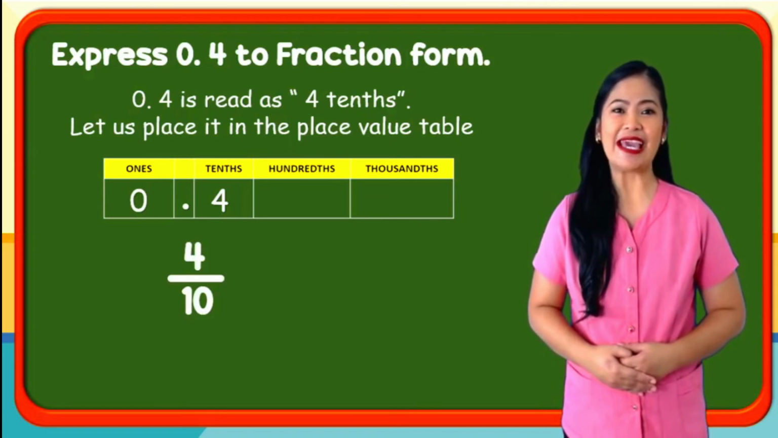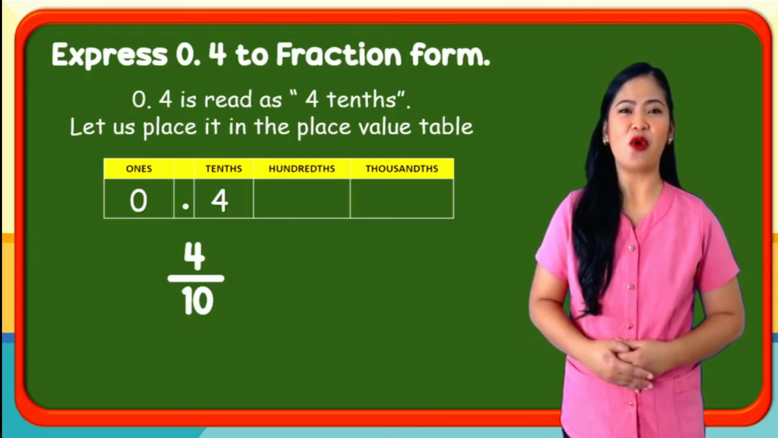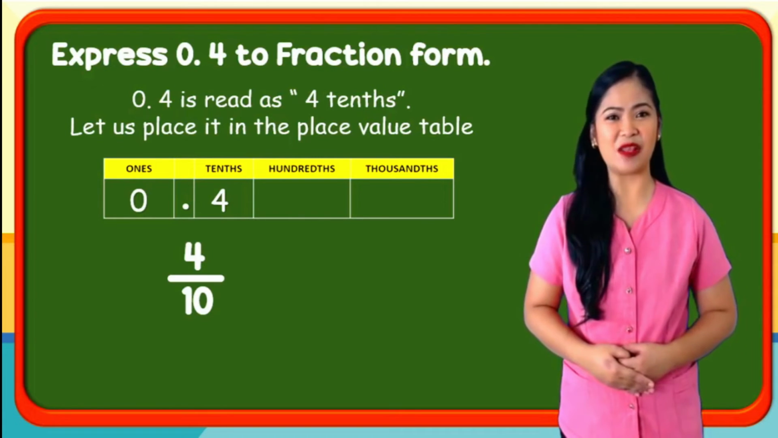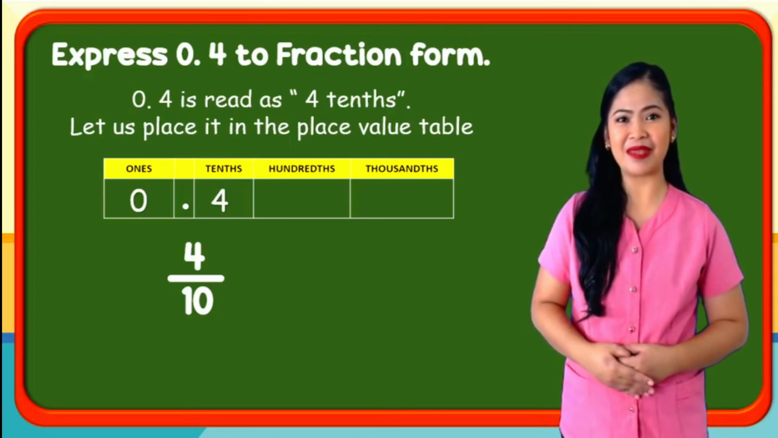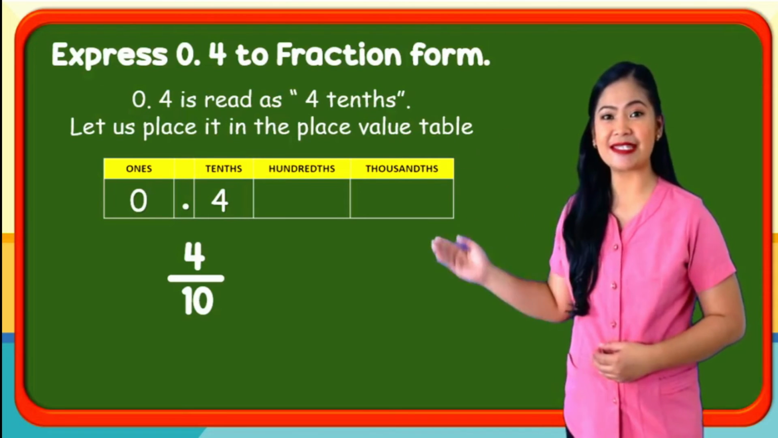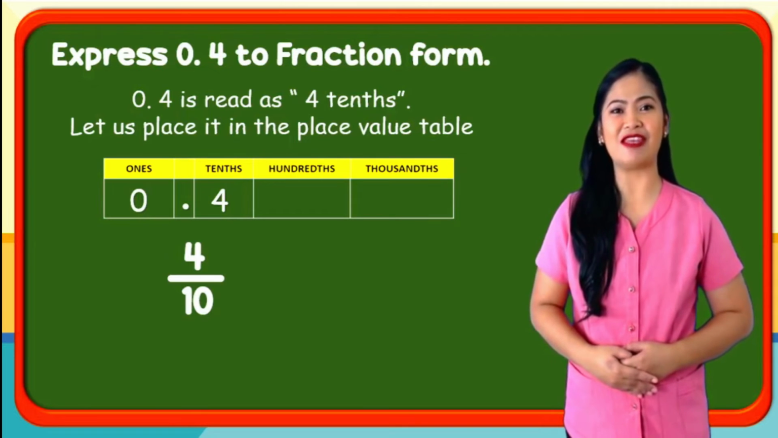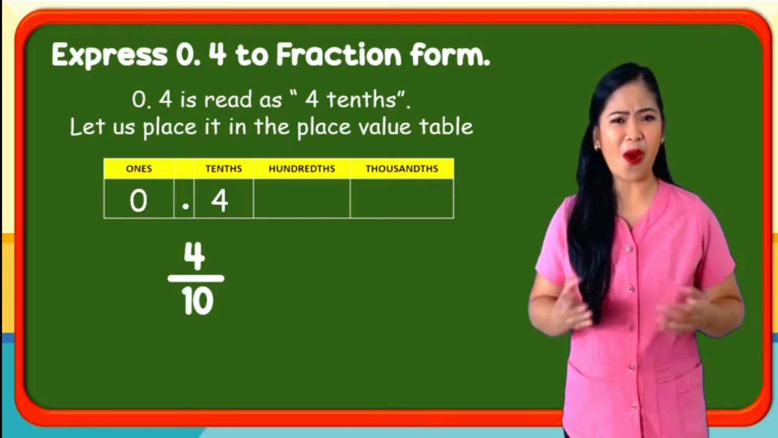Of course, in changing decimals to fractions, we have to make sure that we express our answers in lowest terms. Then, if we have 4/10, to get its lowest term, you have to think of a number that you can divide 10 and 4 by without a remainder. What could be that number?